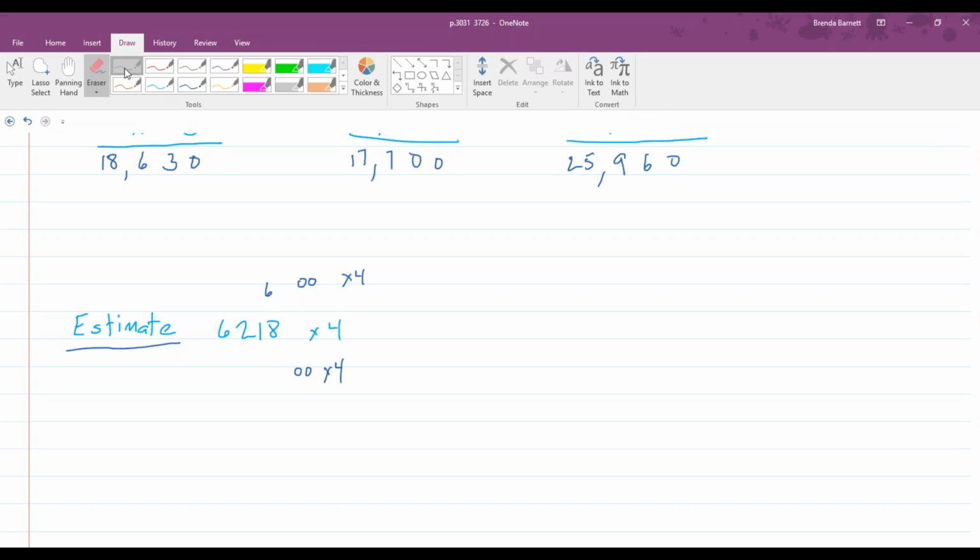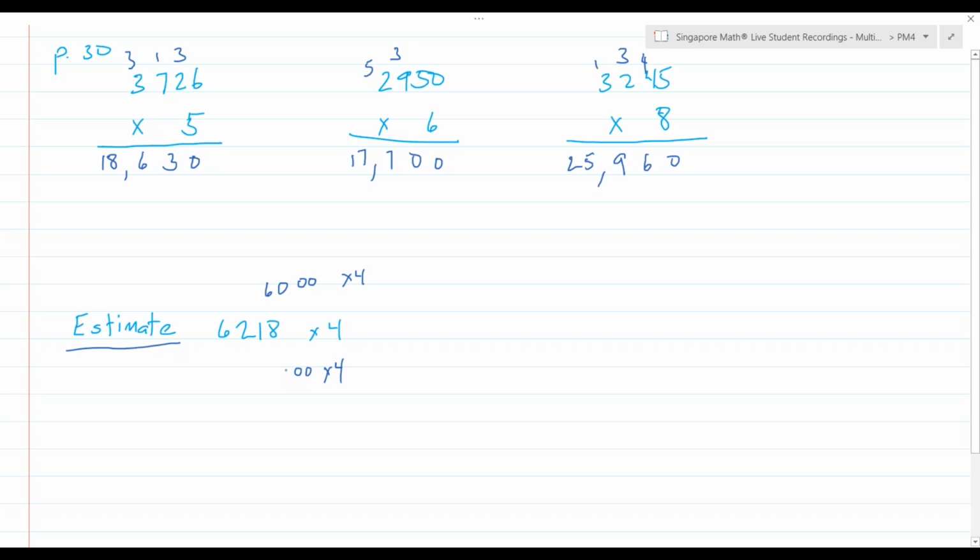But actually, on this problem, they went even easier in the estimation, and they said 6,218 is between 6,000 and 7,000. It's closer to 6,000. You know that if you have 6,000 times 4, it's 24,000. If you have 7,000 times 4, it's 28,000. Those are easy to do. And if we want to estimate that, we say, well, 6,218 is closer to 6,000, so it's about 24,000. That's how they estimate those.